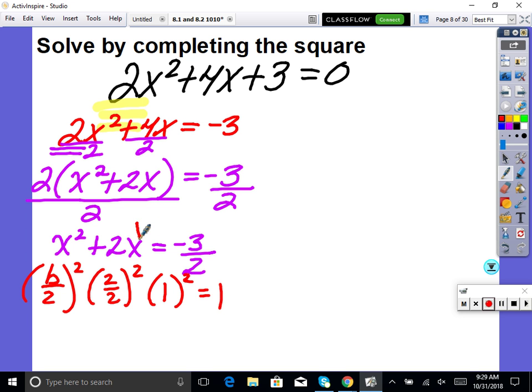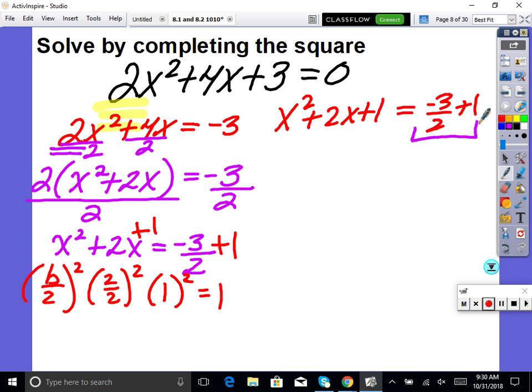So now add 1 to both sides. So now we have x squared plus 2x plus 1 equals negative 3 halves plus 1. Well, we can actually add negative 3 halves plus 1. But to do that, we got to get a common denominator, which is 2, so 2 over 2. So now we have negative 3 halves plus 2 halves. Isn't that negative 1 half? So we have negative 1 half on this side.